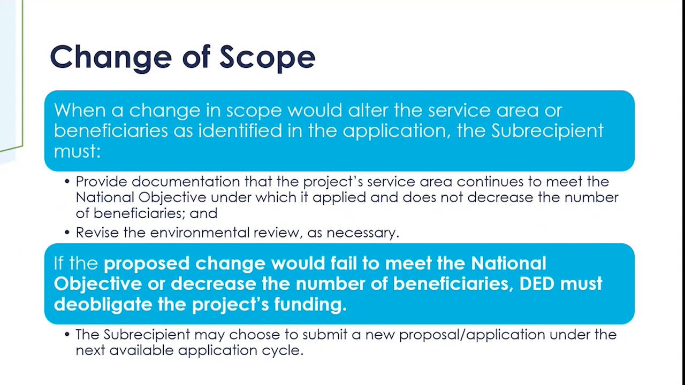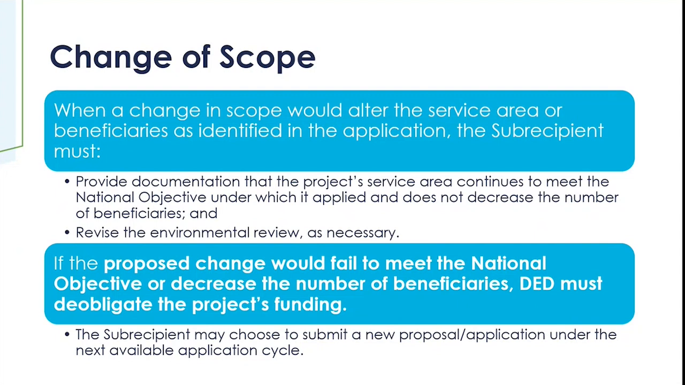Okay, additionally, any change in scope may alter the environmental review. In the event that there is a change to the environmental review, a revision must be prepared and submitted as well. So in the event that there is a change in scope which affects the service area and therefore the national objective is no longer going to be met, or if there is a decrease in the number of beneficiaries, the project must be deobligated.